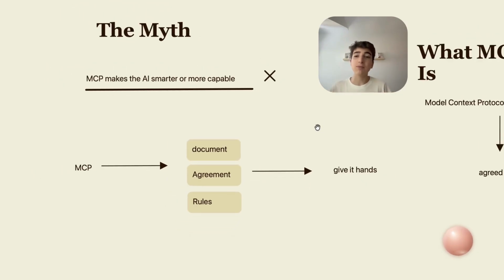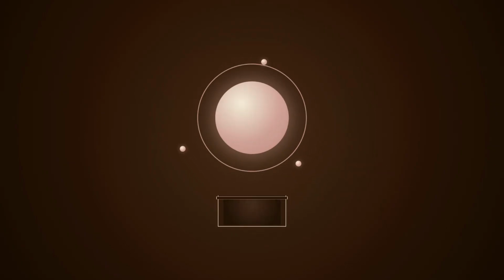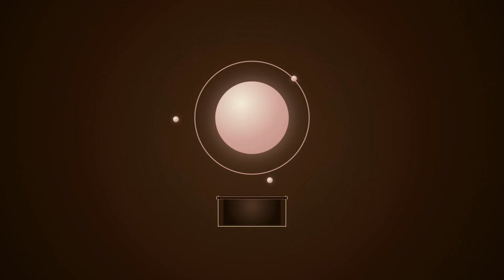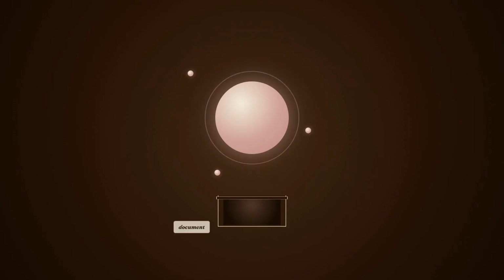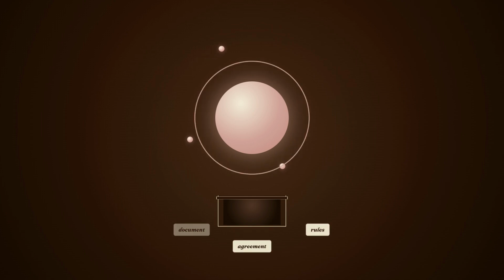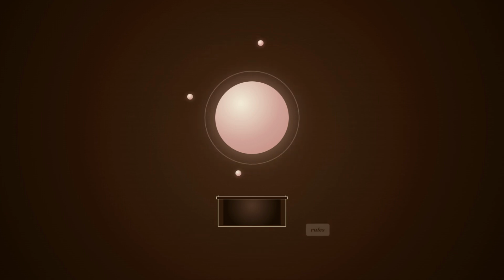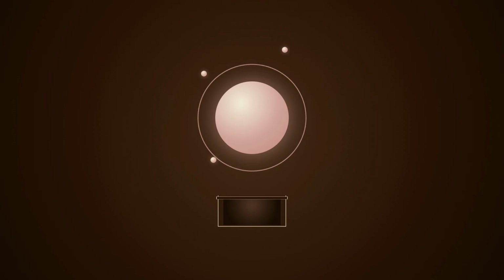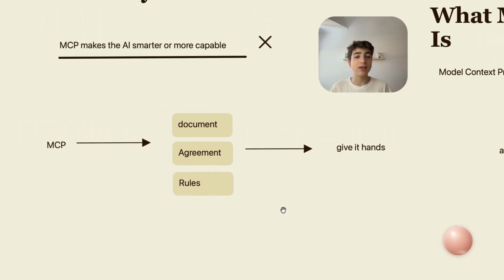The myth that MCP makes the AI smarter or more capable is not true, because there is no AI inside an MCP. Open it up and there's nothing running. No model, no reasoning, no memory sitting in the middle. Three things: a document, an agreement, a set of rules, the same kind of paperwork that makes a power outlet fit any plug, not a brain deciding what to plug in. It is just documents, agreement, and rules.